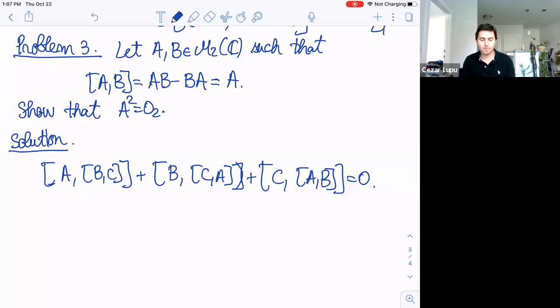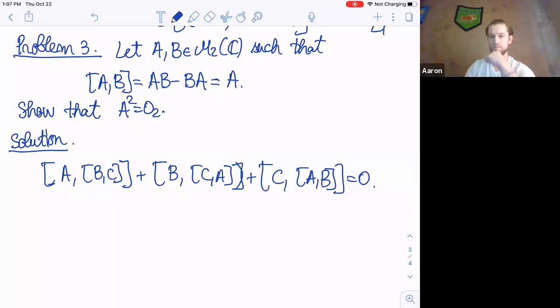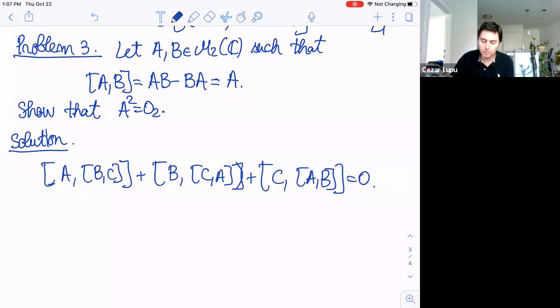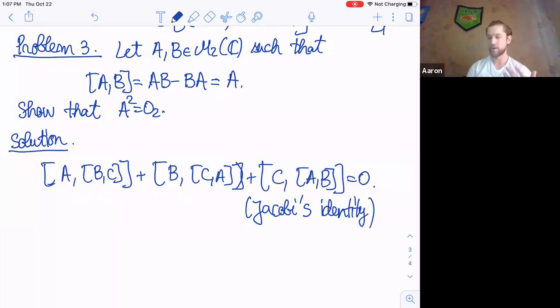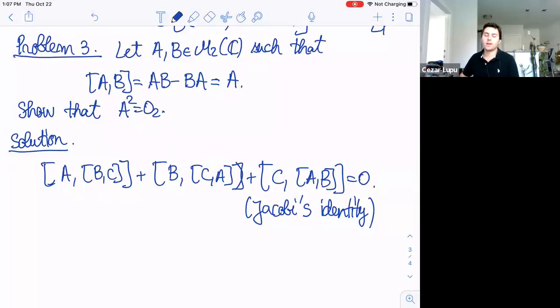Right? Anyway, this is what we call Jacobi's identity. Yes, and this is true. Yeah, I haven't really gotten far, but my first instinct would be to square the given equation above. Yeah, you can do this. Why not, right?